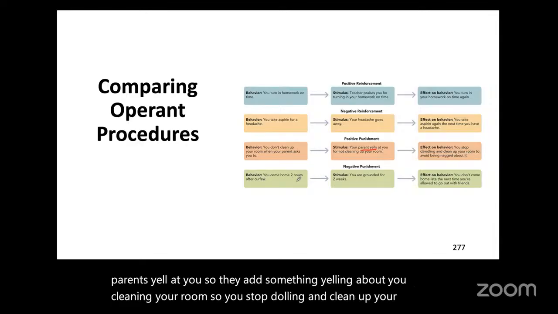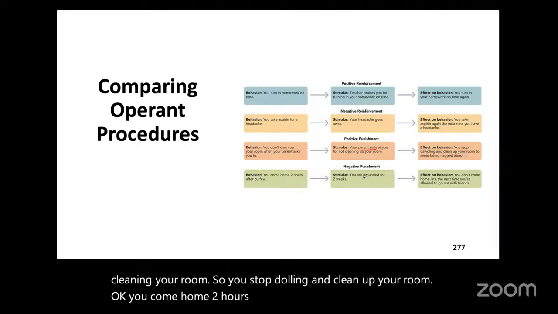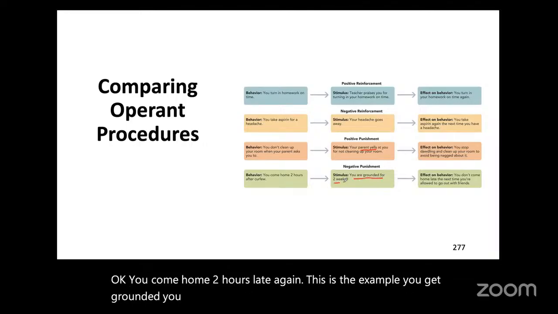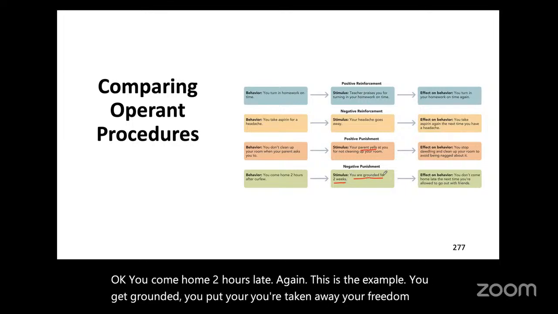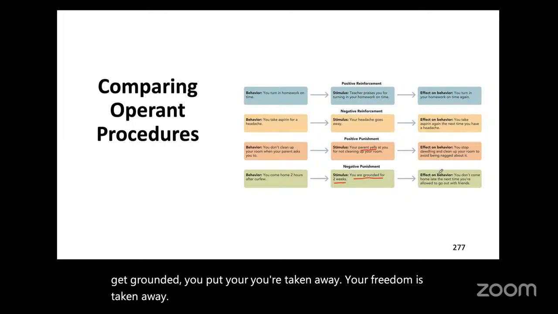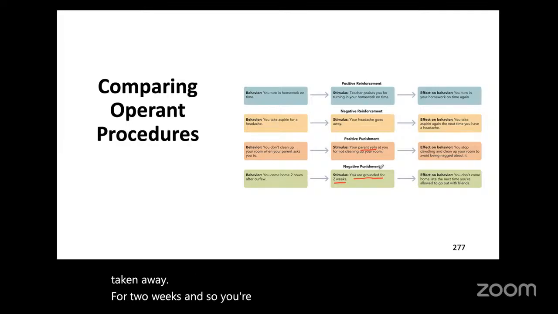You come home 2 hours late. Again, this is the example. You get grounded. Your freedom is taken away for 2 weeks, and so you're less likely to not come in at curfew again. Okay.